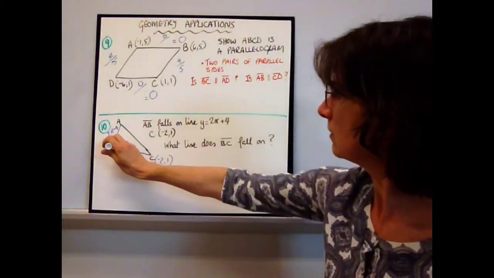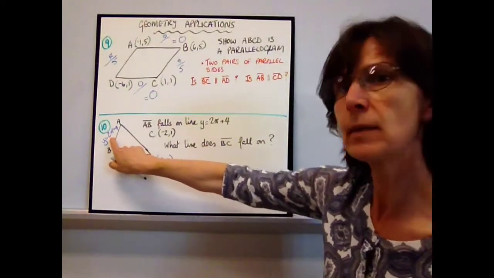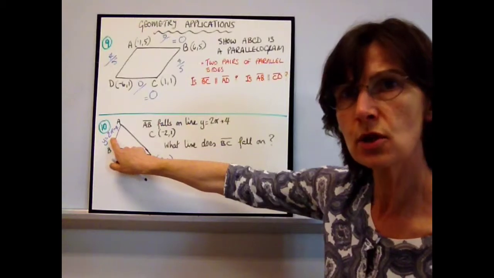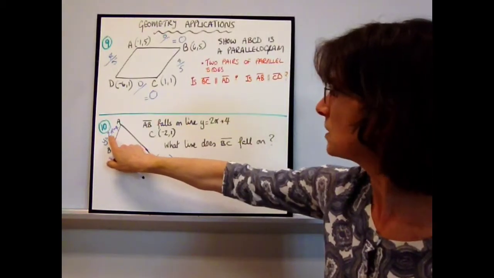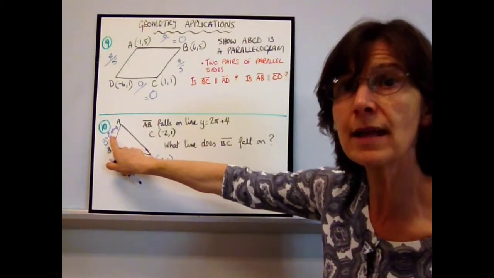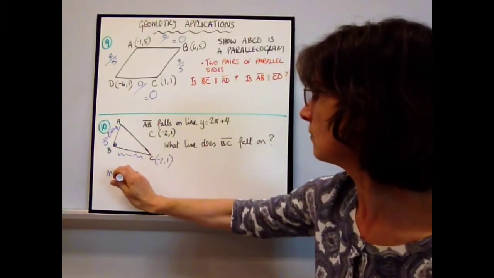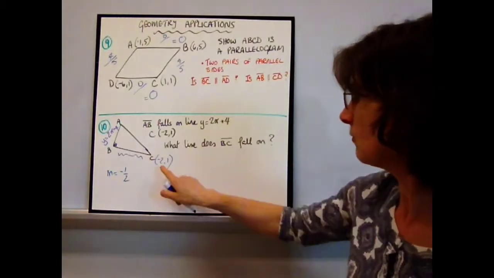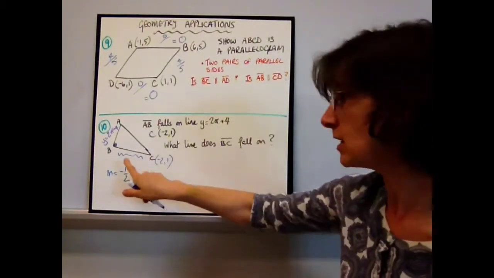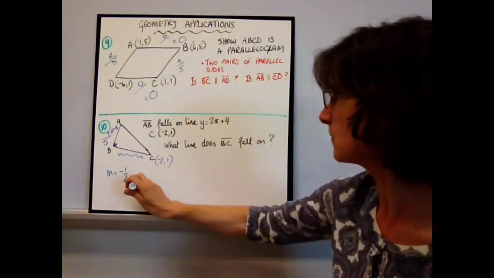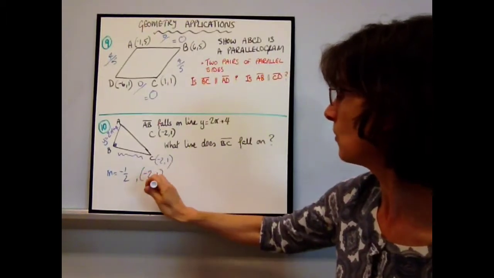Notice our right angle. This line is perpendicular to this one. So the slope is opposite reciprocal. Opposite of 2 is negative 2, reciprocal of that is negative 1/2. So I know my slope is negative 1/2, and I've got to go through this point here. I don't need to know B, I only need to know one point, through negative 2, 1.